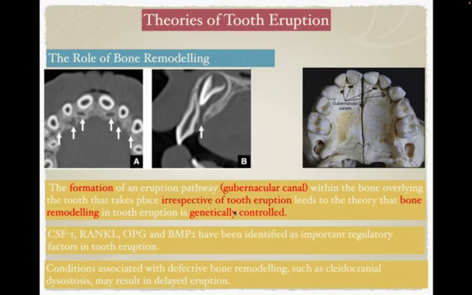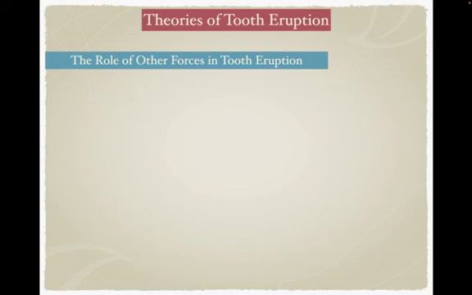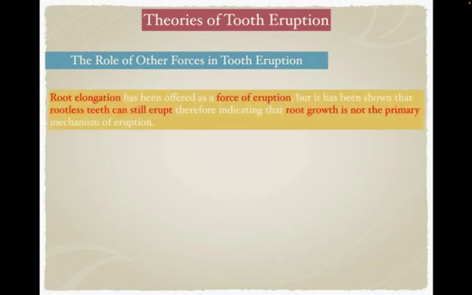So the genetic theory involved in the tooth eruption is not the strongest theory, but it's a strong theory, and it's proved that patients with problems with bone metabolism like cleidocranial dysplasia will have a delay in the tooth eruption. Now, other forces, like for example root elongation and the hydrostatic pressure from the periodontal ligament, do they result in eruption? However, it's been shown that even teeth without roots can still erupt.